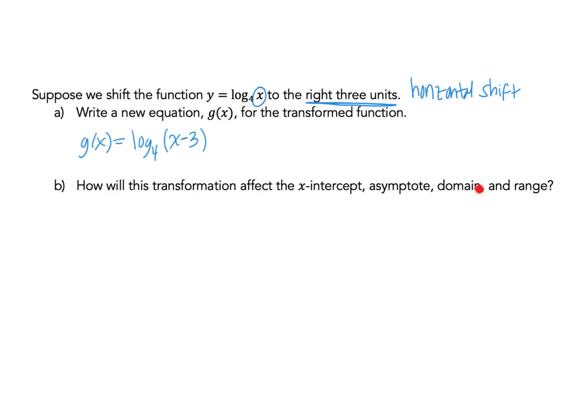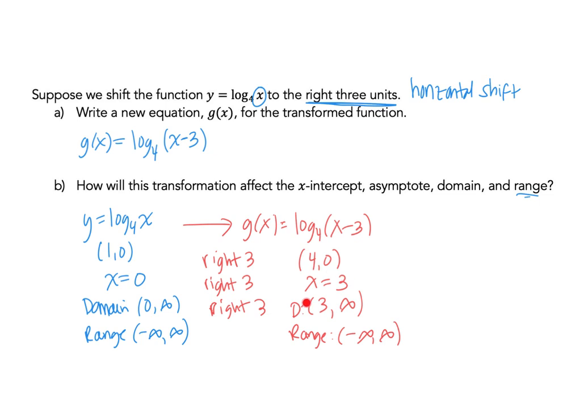Now, what happens when I make that transformation to the right 3 units? Well, that is going to impact the x-intercept. It is going to impact the asymptote, and therefore it will impact the domain. But does the range change? My y values will not change. So that's the only thing that does not change. So I would say pause right now and see if you can figure out what is happening with the x-intercept, asymptote, domain, and range.